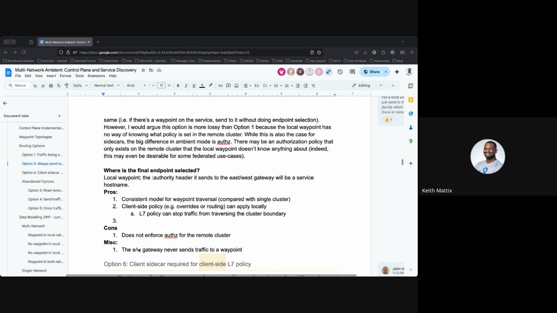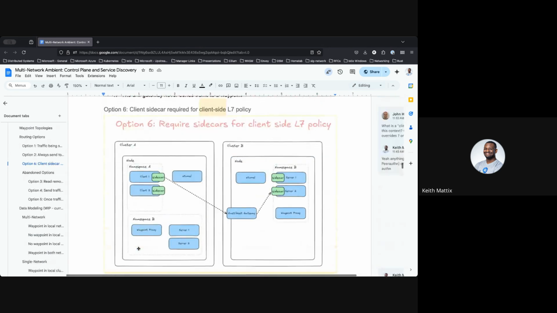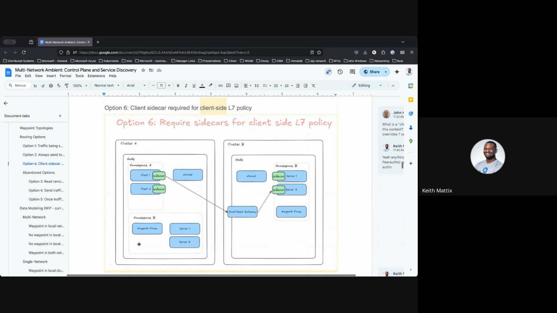So if this wasn't complicated enough, we did come up with yet another option for users who want client-side policy to apply locally, but ensure that auth does not apply, or make sure auth is applied remotely in the remote cluster. And that is, make the client sidecar do client-side layer 7 policy.